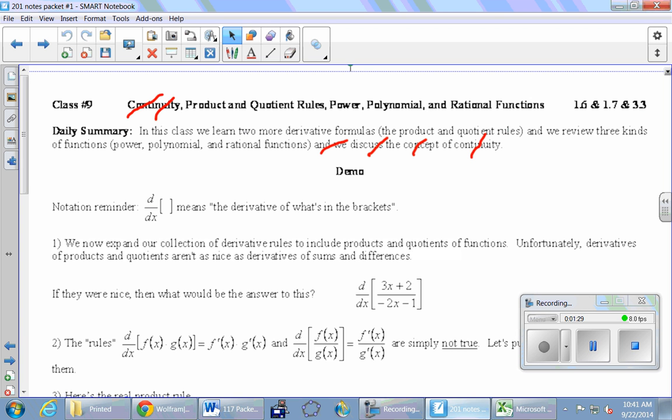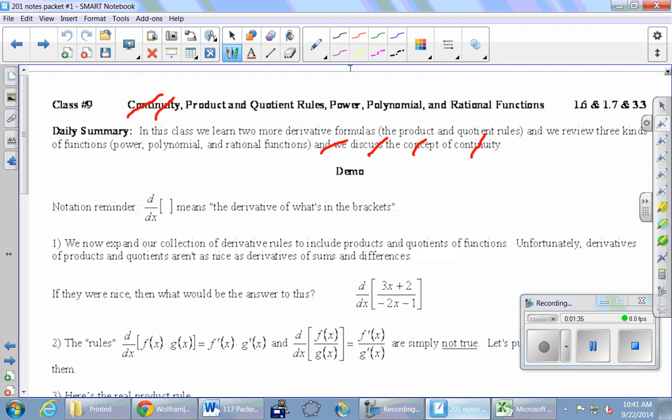In this class, we learned 2 more derivative functions. And we review these kinds of power, polynomial, and rational. Okay, and the concept of continuity we talked about in a previous class. It moved from this day to an earlier day, but I forgot to take it out of the summary and the title. Okay, so first a notation reminder.